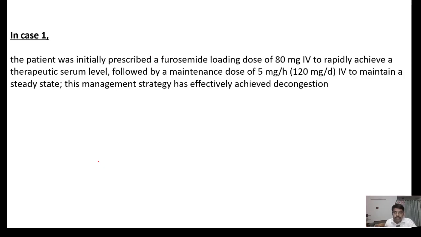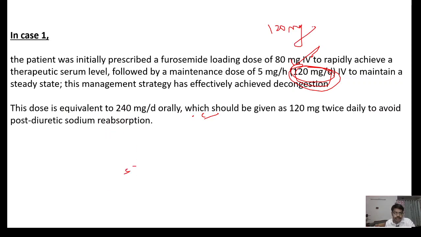So let us come to case 1. After admission the patient received a total of around 120 milligram, taking the initial bolus and the infusion that you have given. With 120 milligram, the patient achieved decongestion and got symptomatically better. So I have to double it. The dose is 240 milligram per day, which the patient has to take orally.